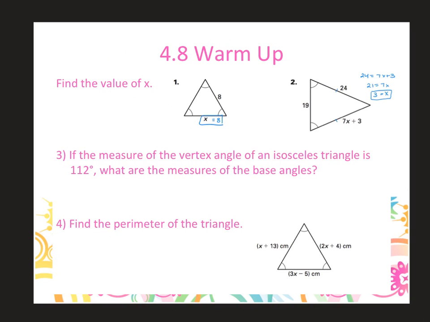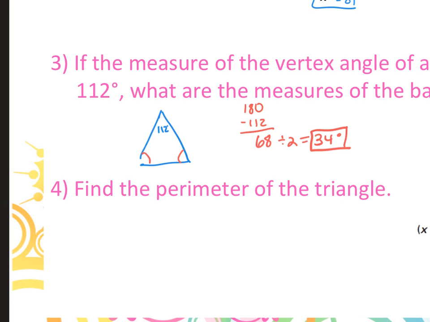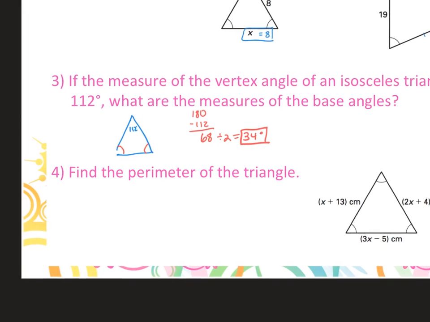Number 3 says if the measure of the vertex angle of an isosceles triangle is 112, what is the measure of the base angles? So remember, vertex is the non-congruent one, right? This is not drawn to scale, obviously, and the other two would be congruent. So I would do 180 minus 112, and you get 68. That's both of the angles combined, so I divide it by 2, and I get 34 degrees for each of the other two.